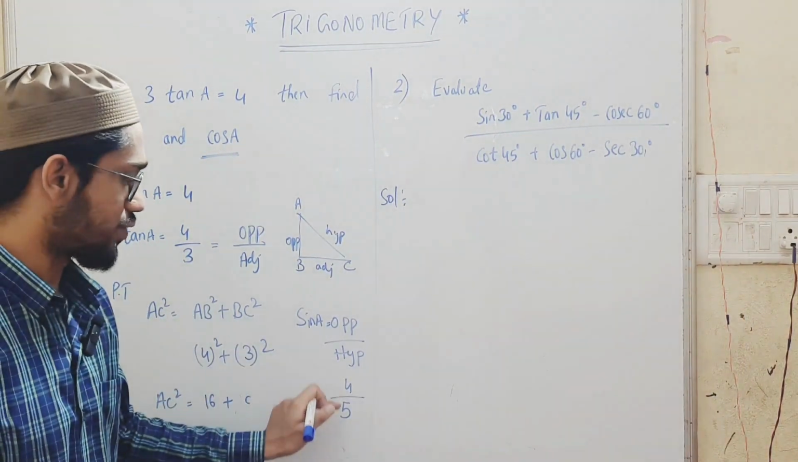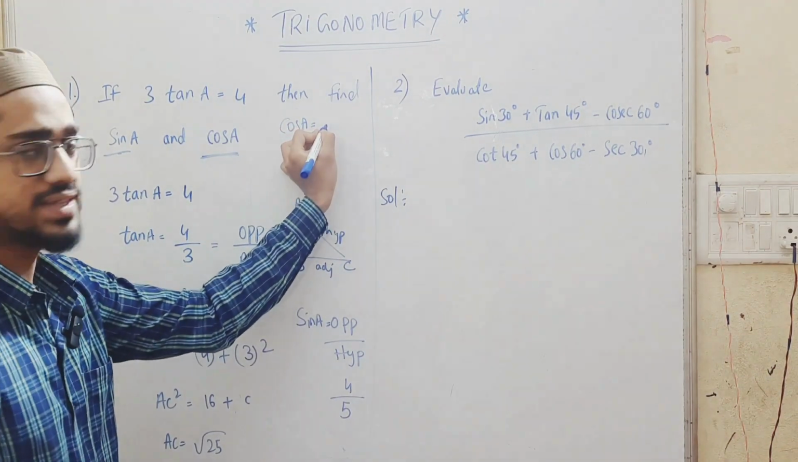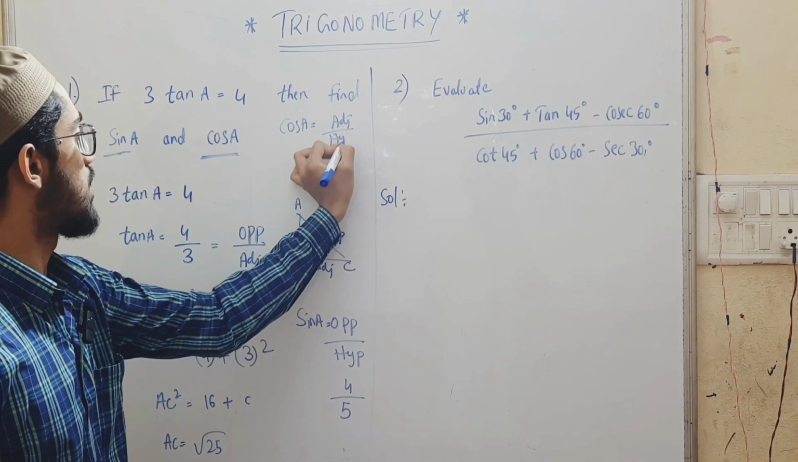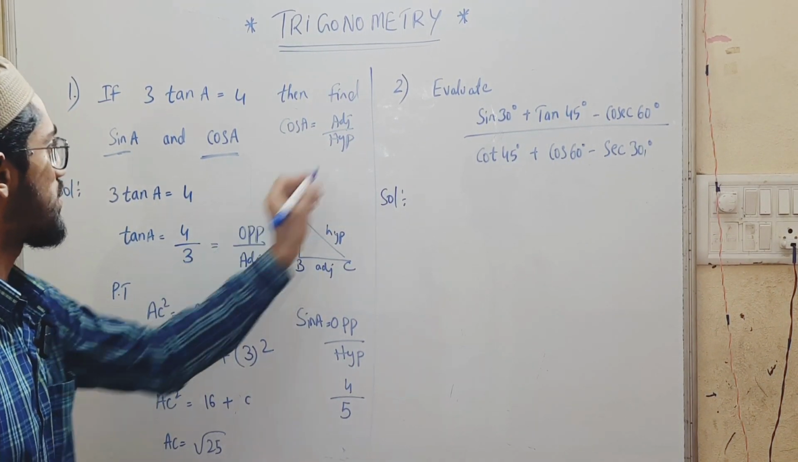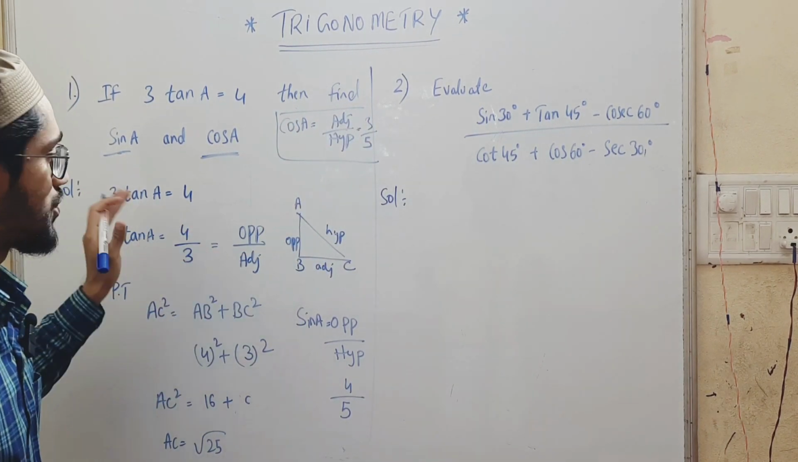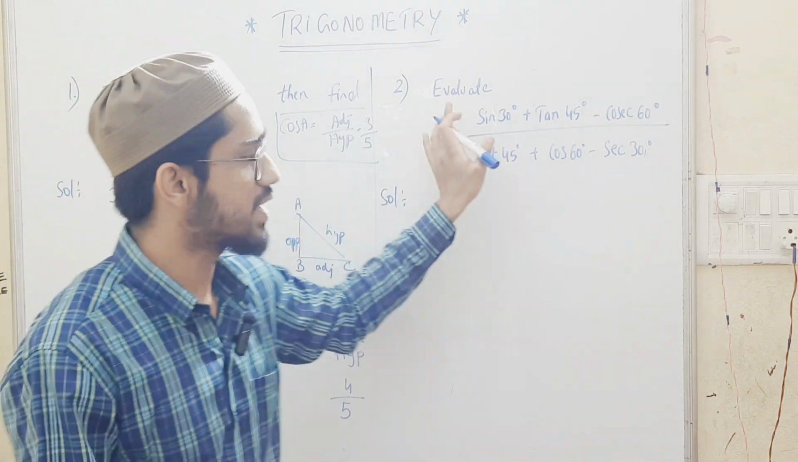Sine A is how much? 4 by 5. To find cos A, what needs to be done? Cos A is adjacent by hypotenuse. Our adjacent value is 3. Hypotenuse value is 5. This is how you find cos A. This is a 2 marks problem which is very important for your exam. Coming to the next problem.